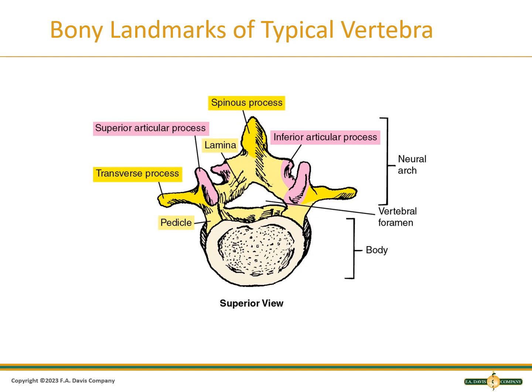And remember that that whole portion makes up our neural arch. We also have our vertebral foramen that is made up by the gap between our neural arch and our vertebral body, where our spinal cord travels.